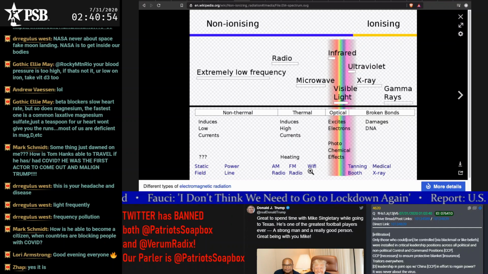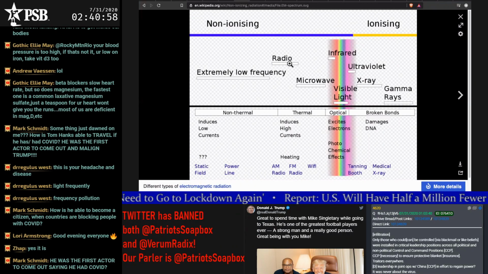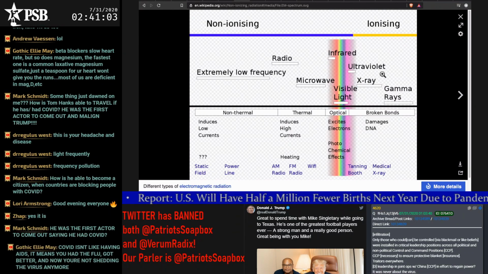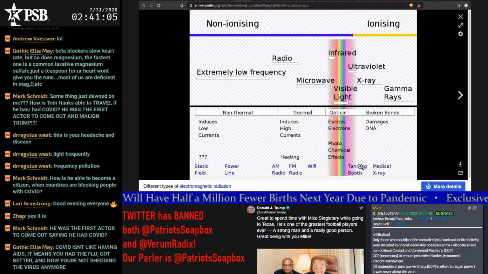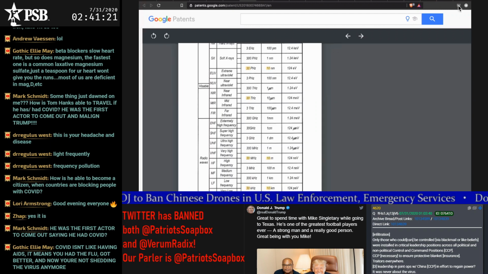AM, FM radio, Wi-Fi, microwaves, radio waves, infrared waves. Anything above that, it's controlled. Tanning booths have special requirements, and then you've got medical x-ray. So that's the difference between ionizing and non-ionizing. That's really the only regulations: electric fields, magnetic fields, and whether or not it ionizes and how much it heats up tissue. Those are the only regulations at this point.